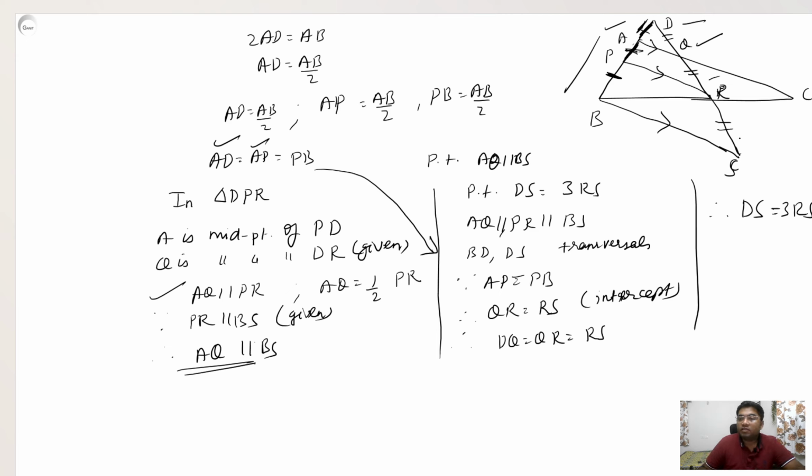Why? DS is the full length. DS is the entire line and RS is one part of it. If you have one line in 3 equal parts, that means the full line is thrice the individual part. All right. So I hope I was able to explain to you guys the midpoint theorem, the converse of midpoint theorem, and the intercept theorem properly.